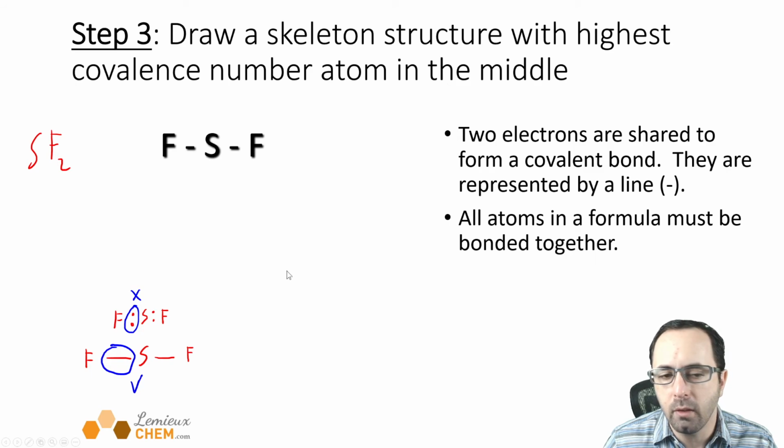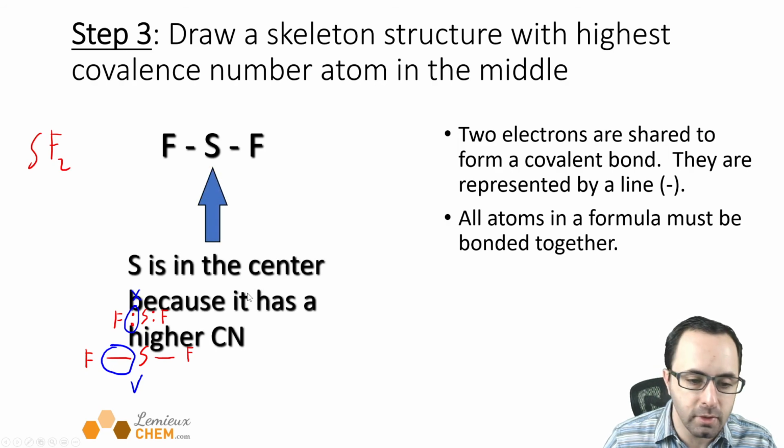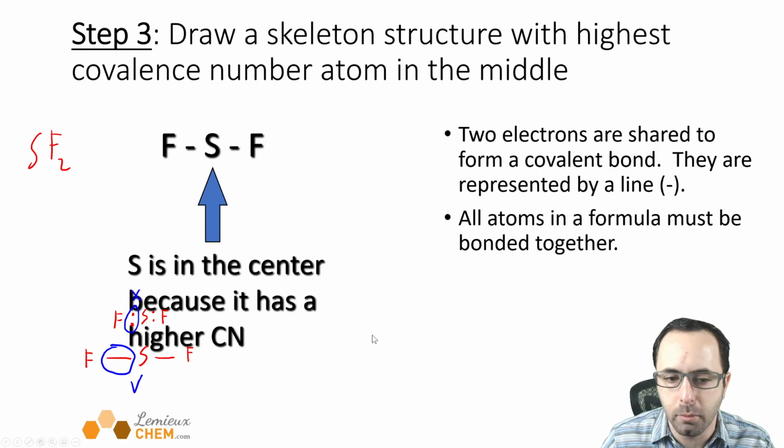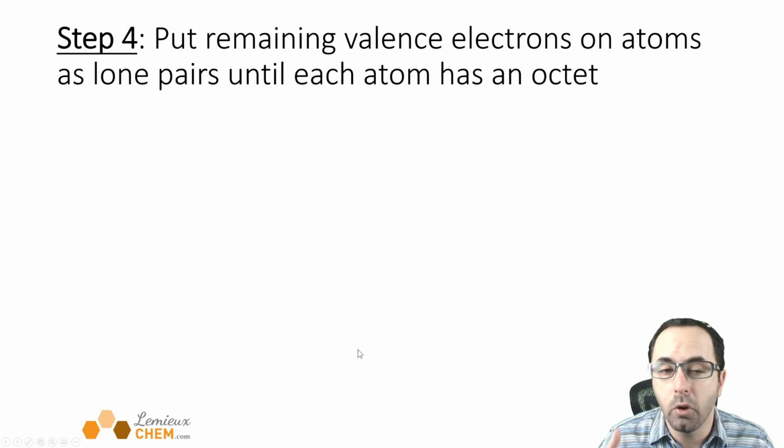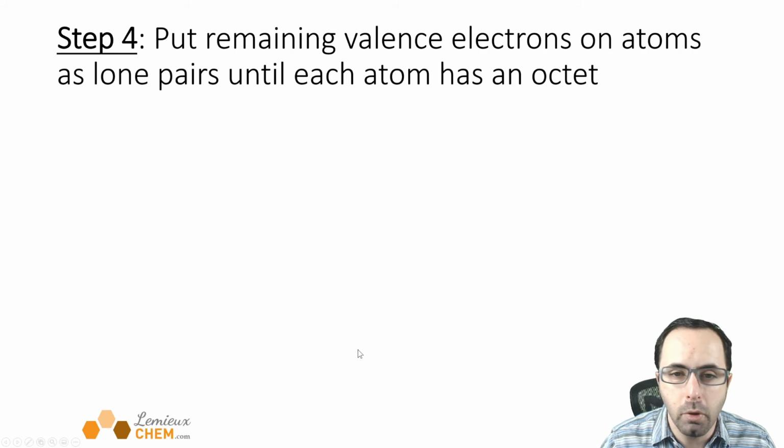The next step is going to be to now drop lone pairs on the outside atoms. Sulfur is in the center because it has a higher covalence number. Kind of wrote over that. I should have put that here. So step 4. We're now in step 4. Now we've drawn our skeleton and put the highest covalence number atom in the middle. We're going to put the remaining valence electrons on the outside atoms as lone pairs until each atom has an octet.